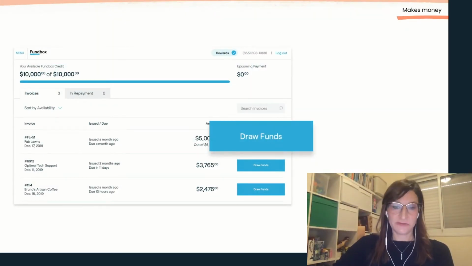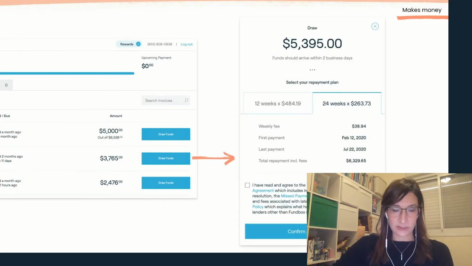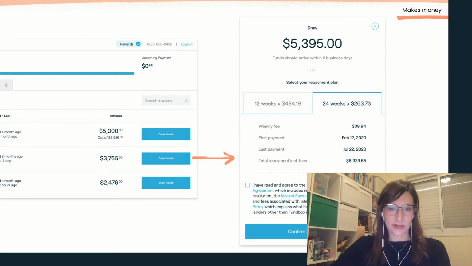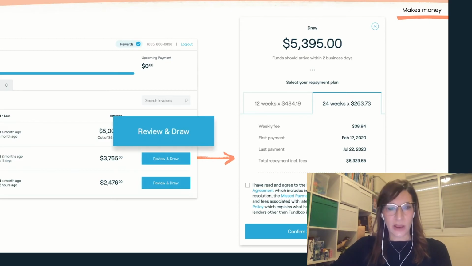But as we've seen already a few times, that's not what would happen. Of course, that's not what would happen. They would get to the next screen where they would review their payment terms before confirming that they wanted to draw the funds. So what we did is we thought about how we could be more empathetic, how we could better manage expectations, and change this button to review and draw.